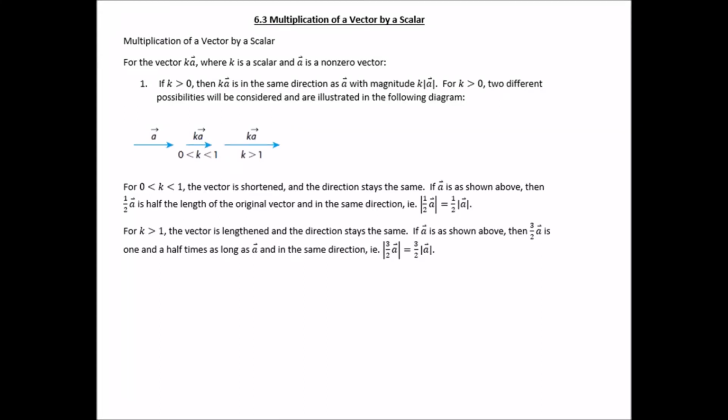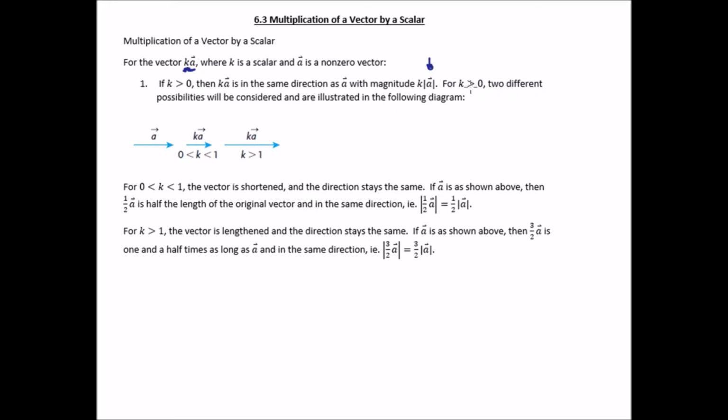Multiplication of a vector by a scalar. For a scalar k and a non-zero vector a, if k is greater than 0, then ka is in the same direction as a, with a magnitude equal to whatever the magnitude of the original vector is, times k.